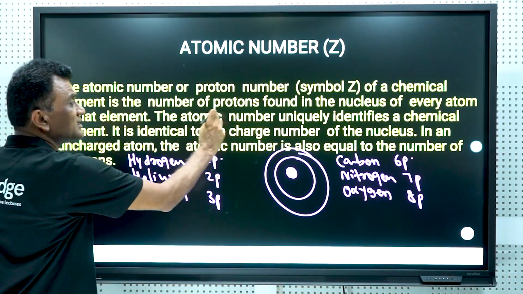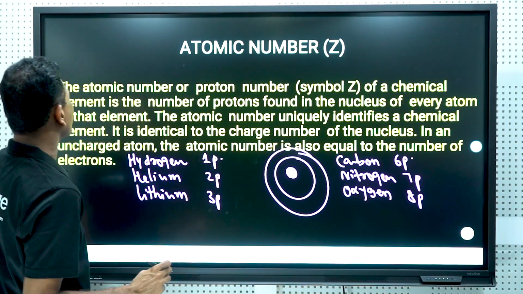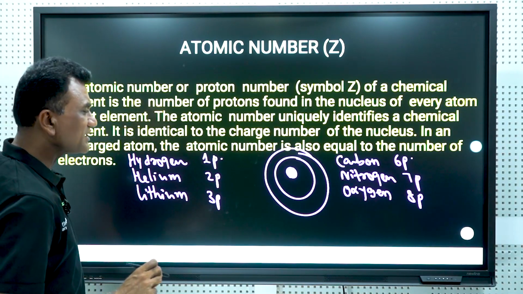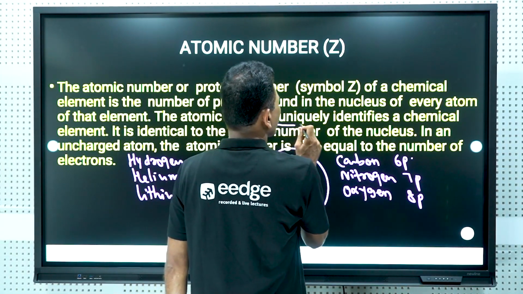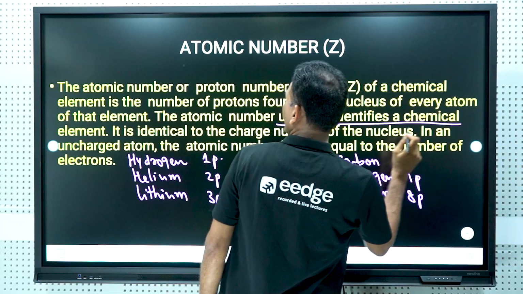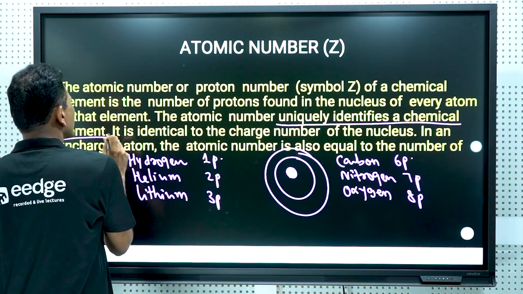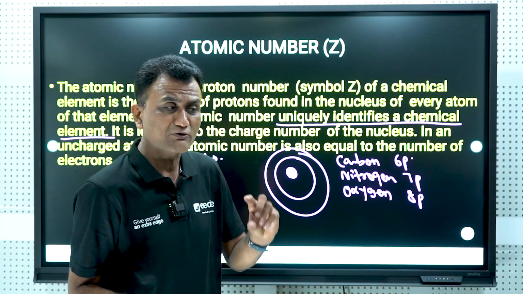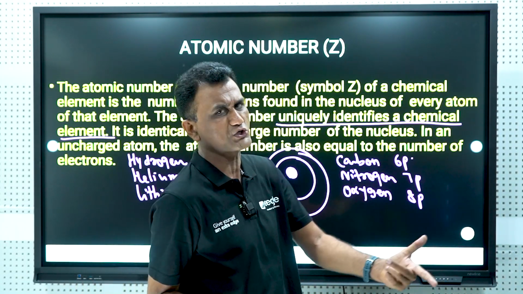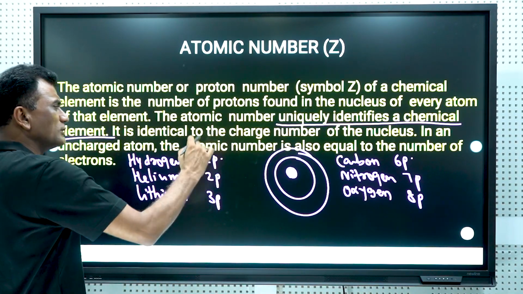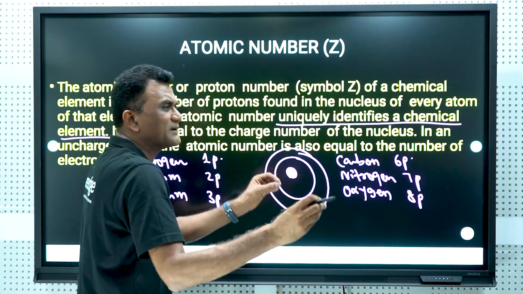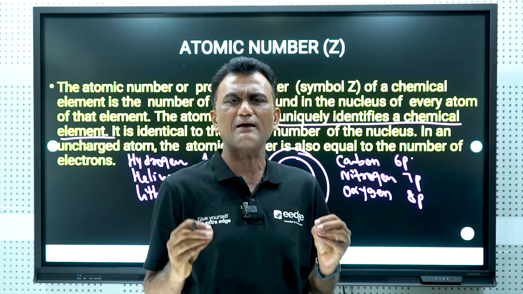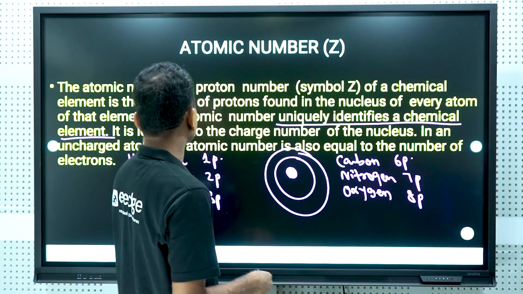So atomic number is the number of protons found in the nucleus of every atom of that element. The atomic number uniquely identifies a chemical element. What does this mean? Different elements have different numbers of protons. So if the proton number changes, the element will change, right? So it is unique for each and every element. No two different elements have the same number of protons inside the nucleus.